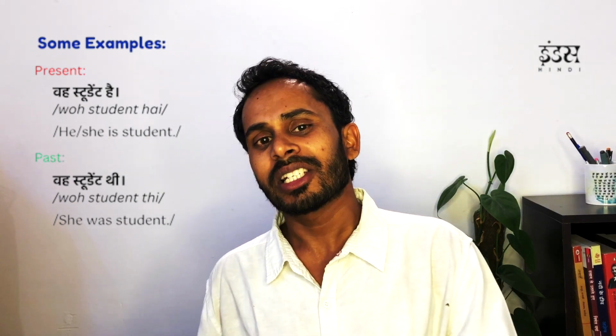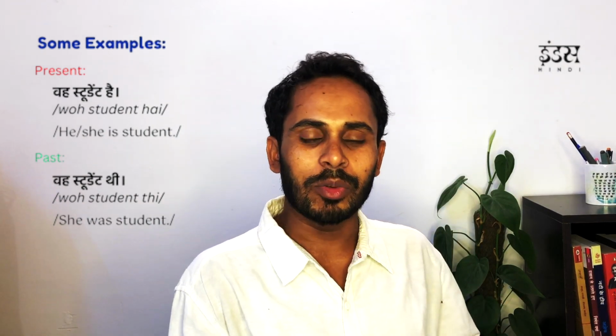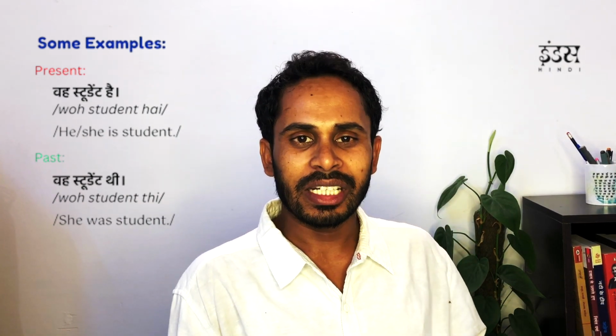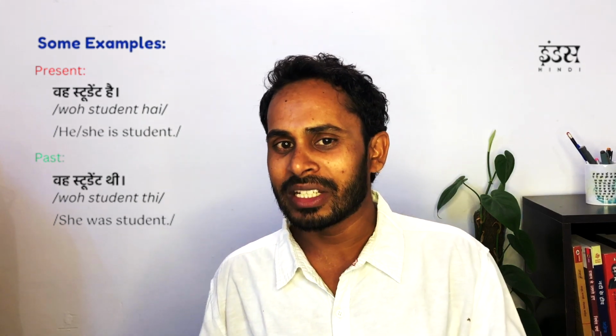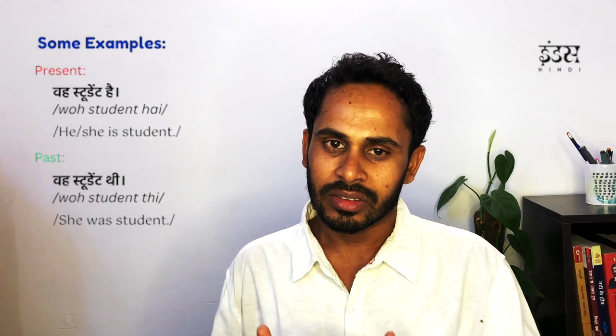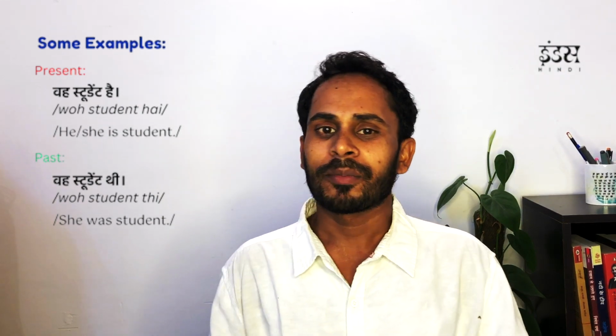And the third example is वह student है. She is a student. And in the past form it would be वह student थी. So here वह is feminine singular, that's why we use the feminine singular to be verb थी.